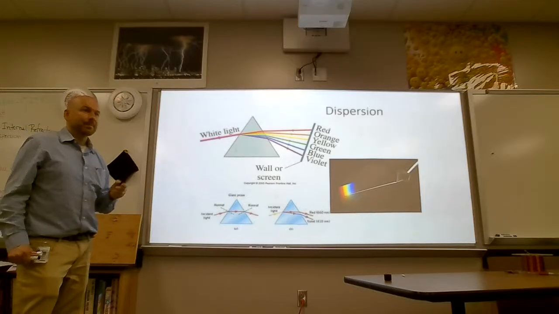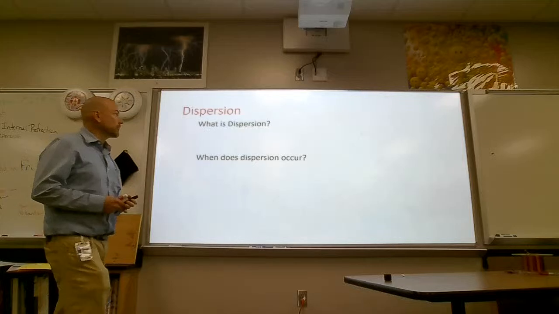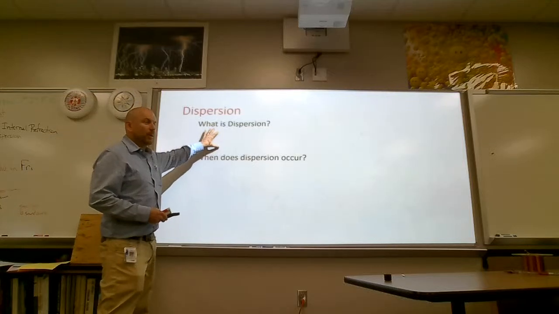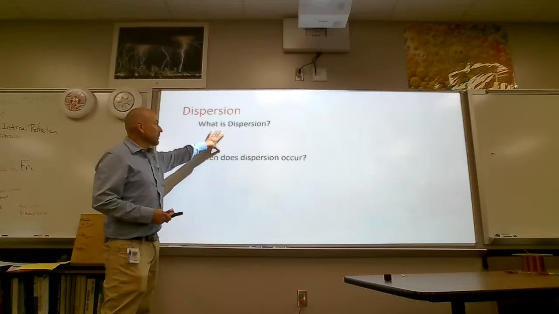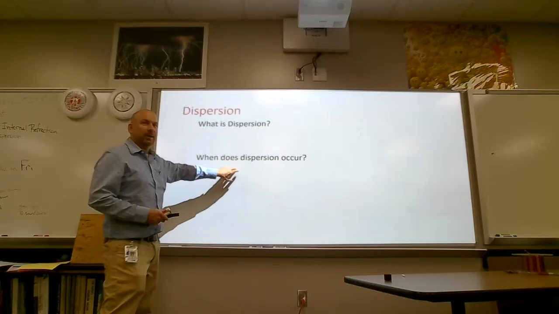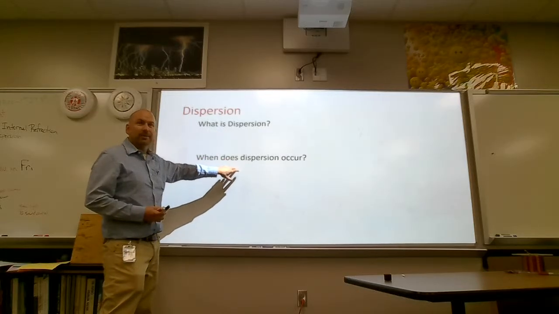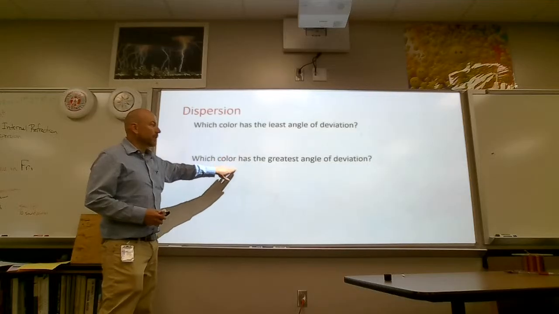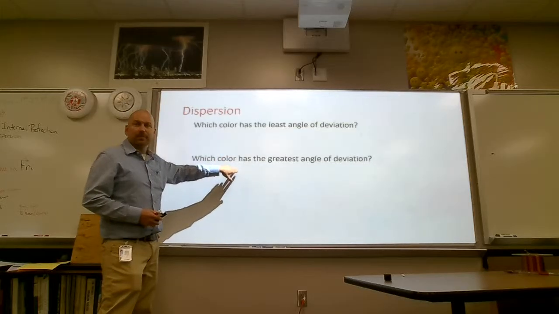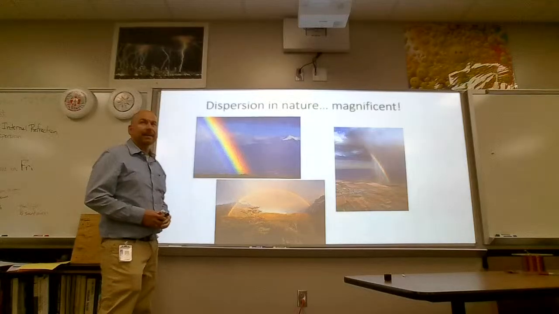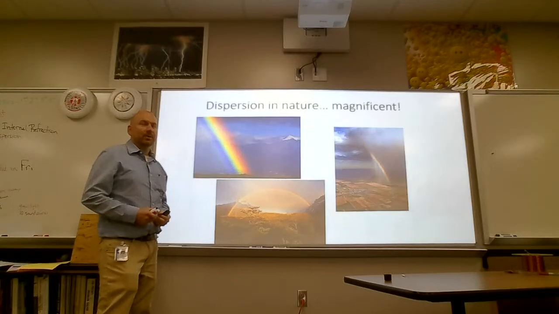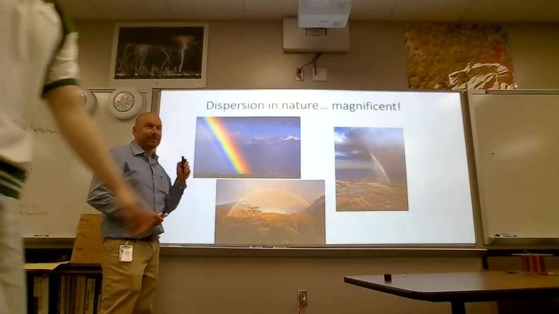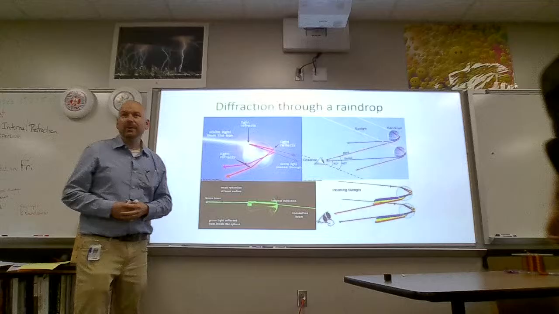Good with that? So if you're following along in your notes, what is dispersion? When white light separates out into the color spectrum. When does that occur? When there's a lot of refraction. The least angle is red. The greatest angle of deviation is purple and violet. Okay. Where do we see that? In rainbows.